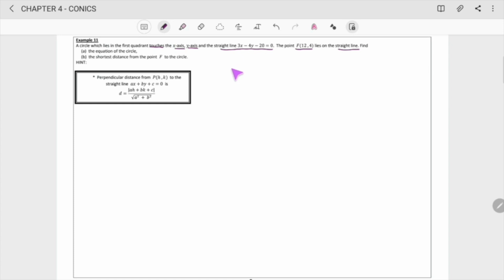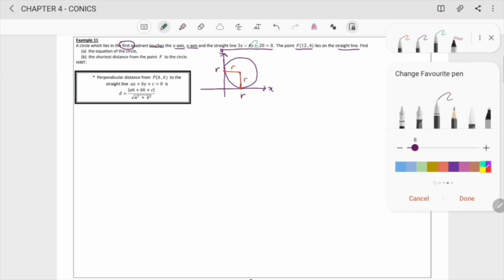So, in the first quadrant, we can imagine it will be like this, because it touches the x-axis and the y-axis in the first quadrant. This one is just a sketch. Here is R, here is R, so it touches the x-axis and the y-axis. So R here, and there is a line.